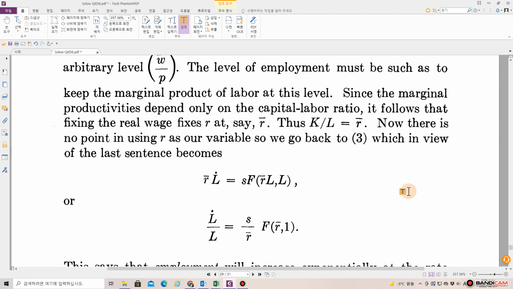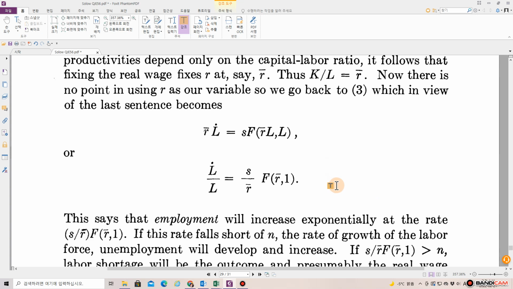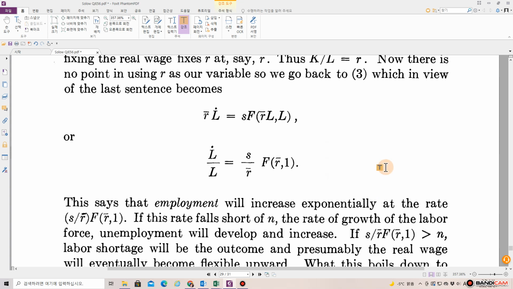Now, there is no point in using r as our variable, so we go back to 3, which in view of the last sentence becomes r bar times L dot equal to S times F of r bar times L, comma L. Or L dot over L should be equal to S over r bar times F of r bar and 1.